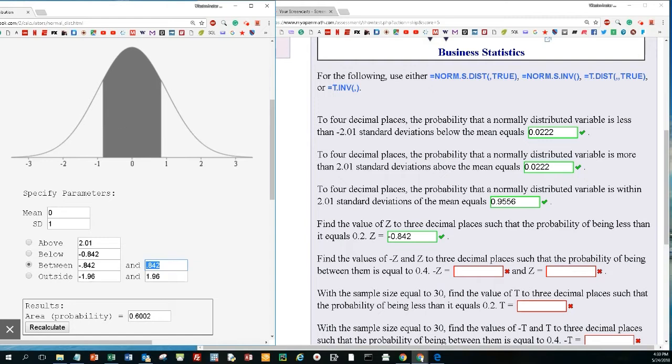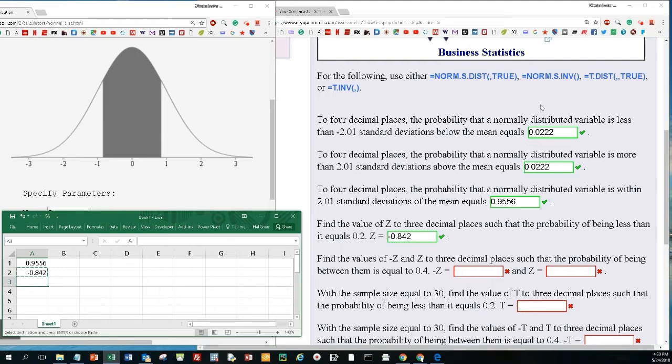So we want this area to be 0.4. If this area is 0.4, this must be 0.3, and that must be 0.3, right? 0.3, 0.4, 0.3. 0.3 and 0.3 is 0.6. And this area here would be 0.4. So we'd have a total area under the curve of 1.0. So let's go to Excel.